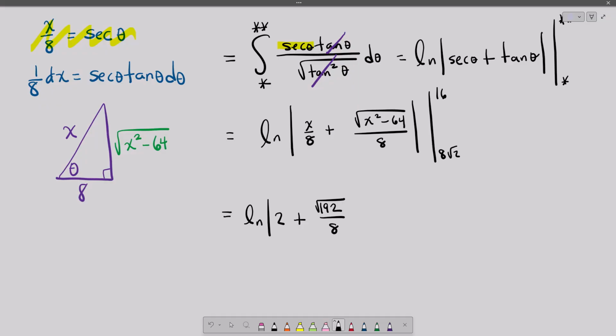And then close it, and then subtract natural log, plug in the 8 root 2, so we'll get root 2. And then in here, we're going to get 64 times 2, so we're going to get 128 when we square this. Minus 64 is 64, square root of 64 is 8, 8 over 8 is 1. So we get that.